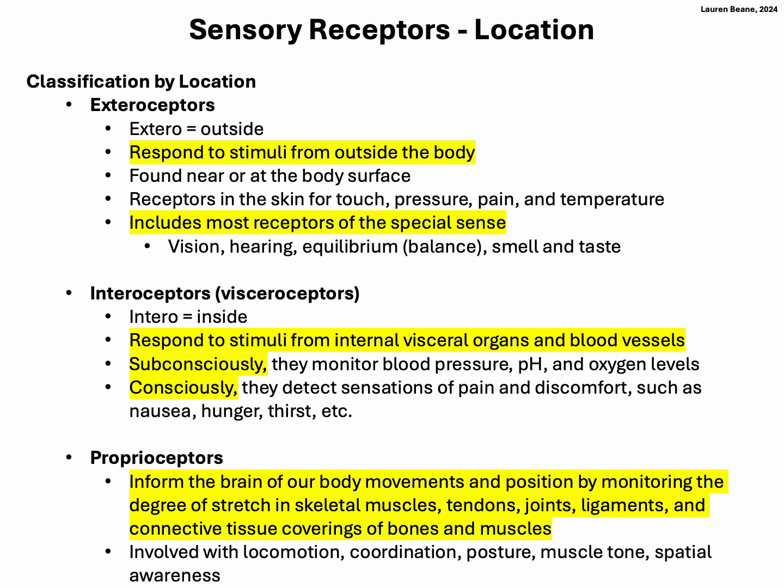Then we have our proprioceptors, and these inform the brain of our body's position in space, our body movements, monitor the degree of stretch in our skeletal muscles, monitor sensations in our joints, our tendons, really give the brain a sense of body space.